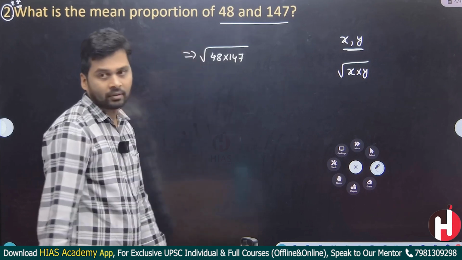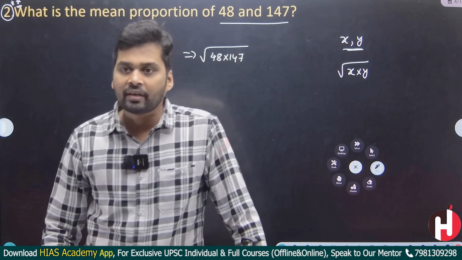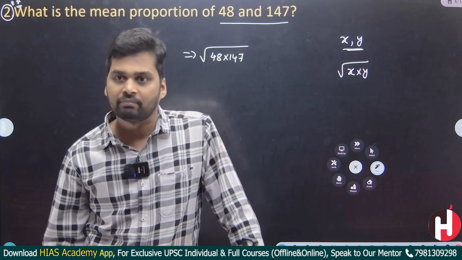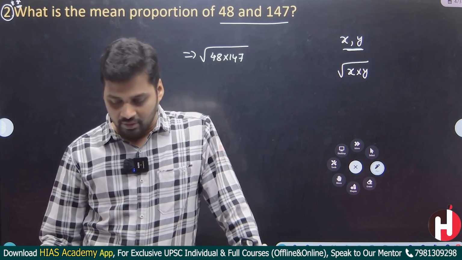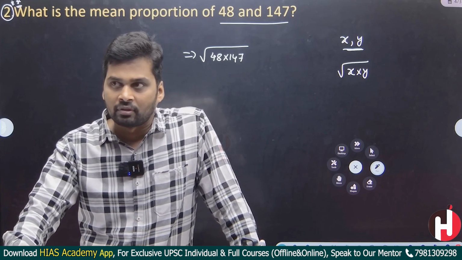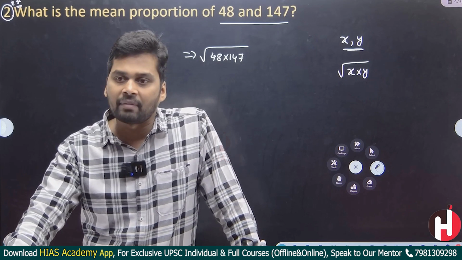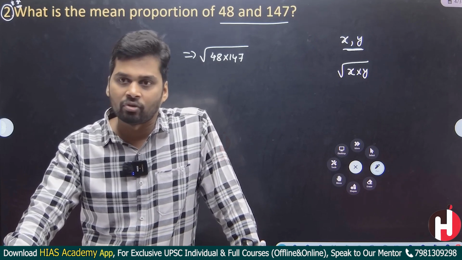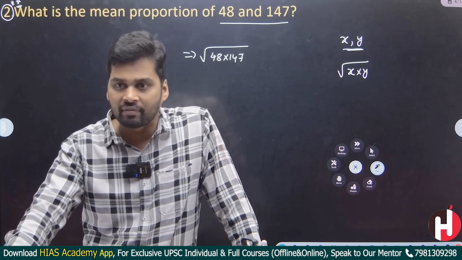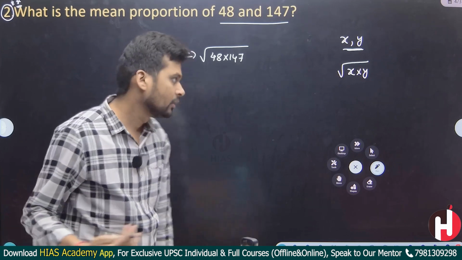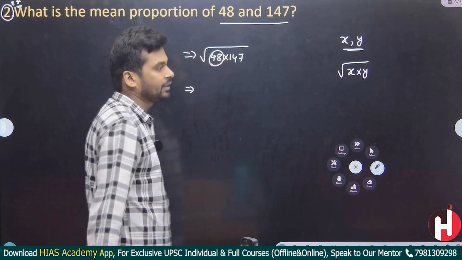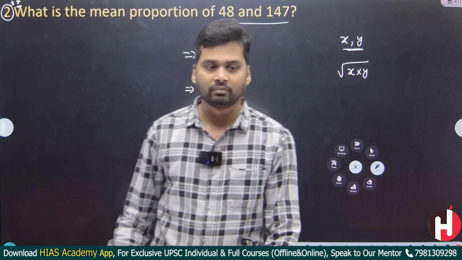What is the next step? Do we multiply 48 and 147? Yes, of course we can multiply, but it takes time, right? So how do you find the square root of the numbers? We can also write the numbers as a product of prime numbers. If the numbers are complicated or big, first you write the given numbers as a product of prime numbers. First take 48. 48 can be written as a product of prime numbers. How?